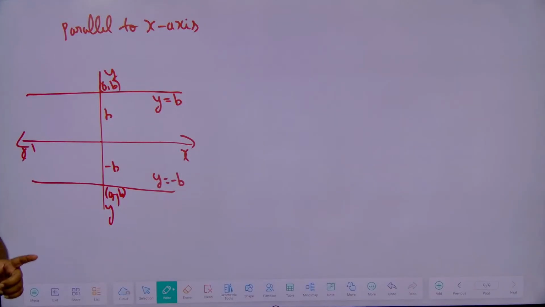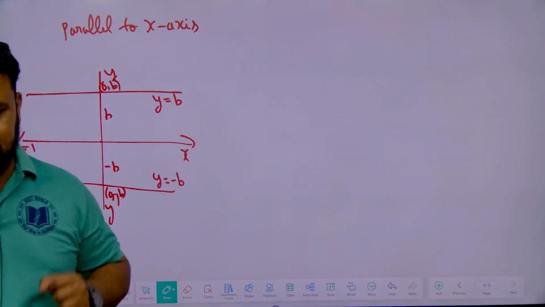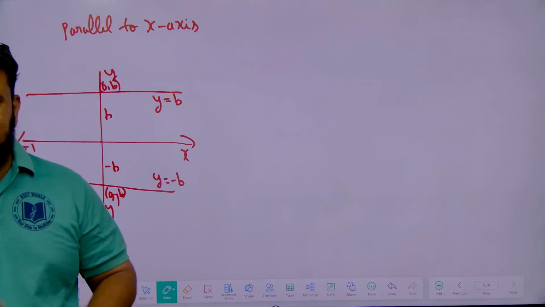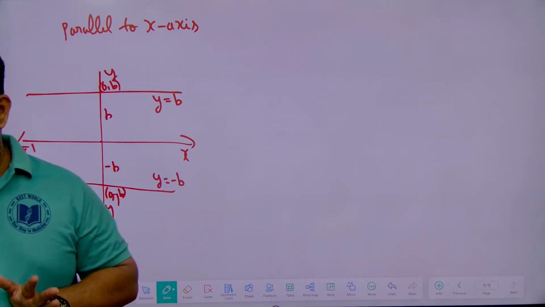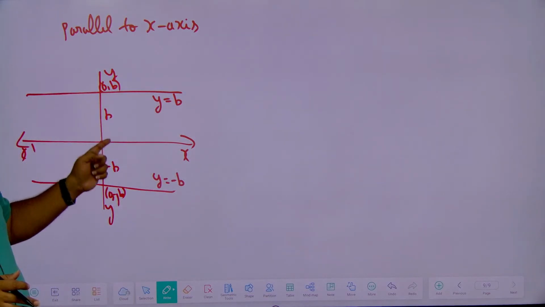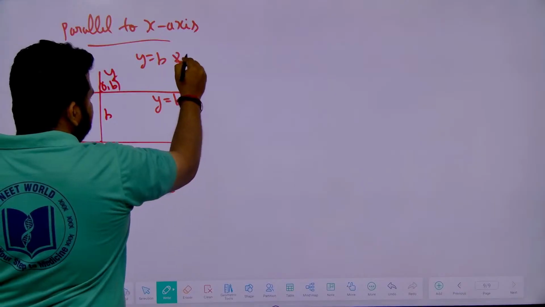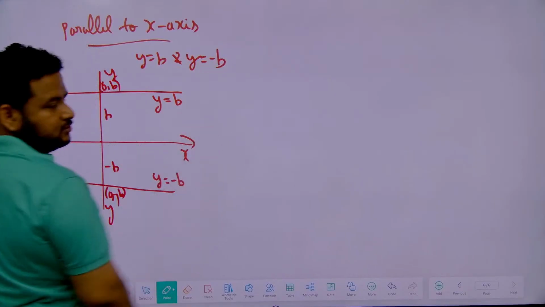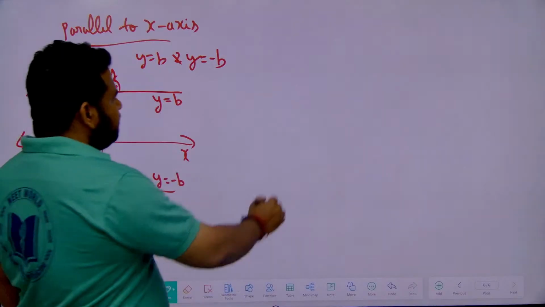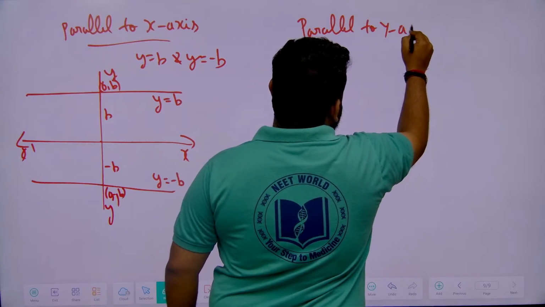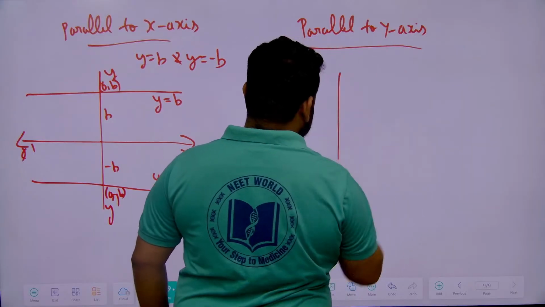Whenever they say parallel to the x axis, the equation will be y is equal to. Parallel to the y axis means x is equal to. Okay, parallel to the x axis means y is equal to, you should write. Here I am taking parallel to the x axis, so I will write y is equal to. The equation of the line will be y is equal to b and y is equal to minus b. This will be the equation of two straight lines. Now if I am taking parallel to the y axis, there will be coordinate axes.